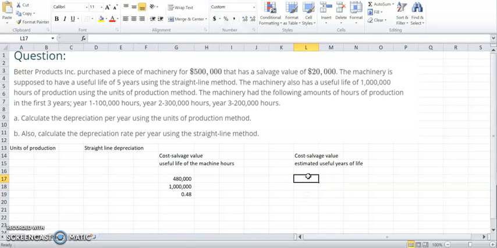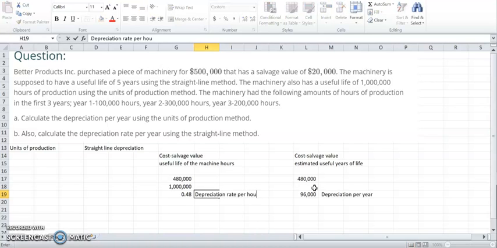And then for the straight line, it's still going to be the 480,000 because the numerator doesn't change. And the useful life is 5 years. So 480,000 divided by 5 is 96,000. So this is the depreciation per year, and this is the depreciation rate per hour. Okay, so there we go.